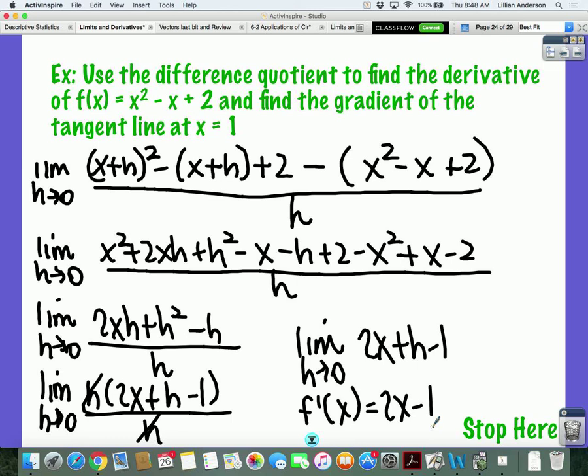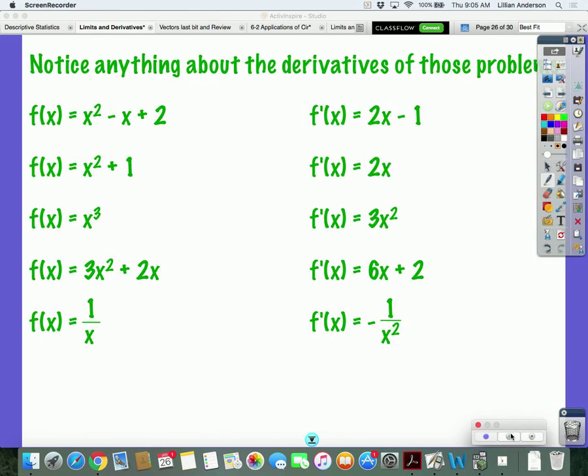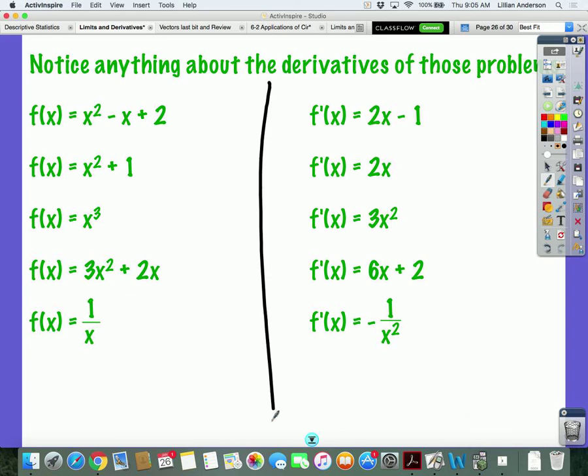When you go to plug in 1, what do you get? So, do you notice anything? Do you notice any type of pattern between the original function and the derivative? I mean, take a look. How do you go from the original function down to the derivative? Is there anything that you notice? So what are some things that you notice?